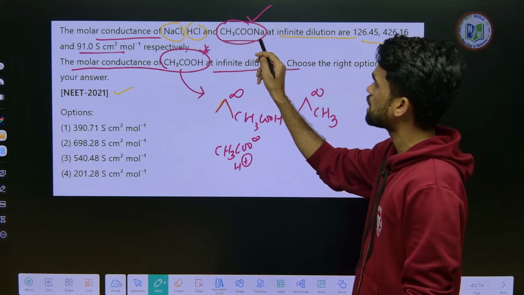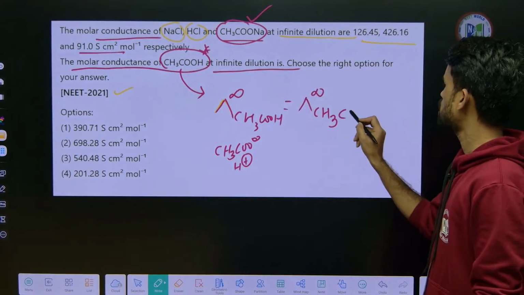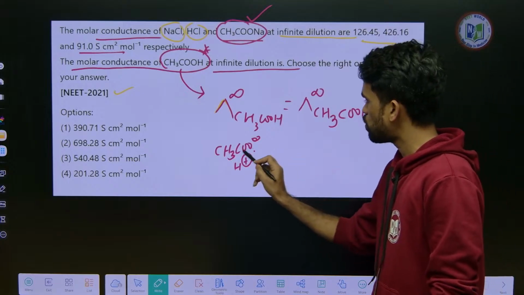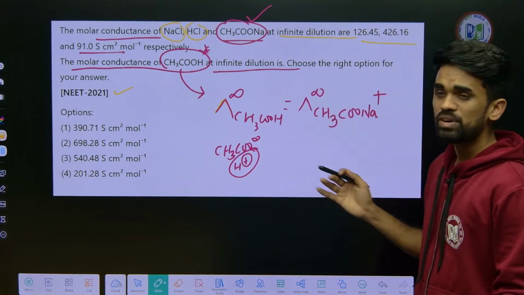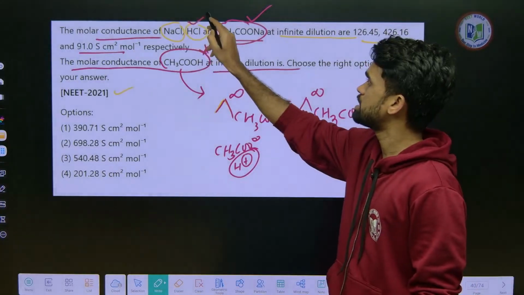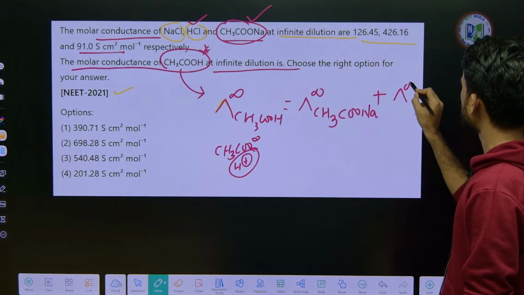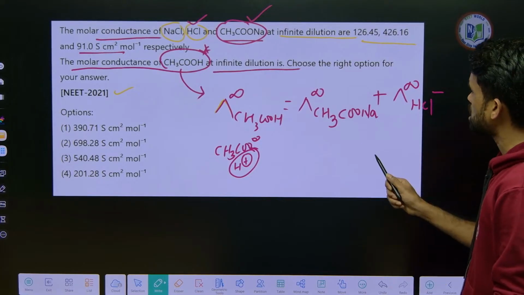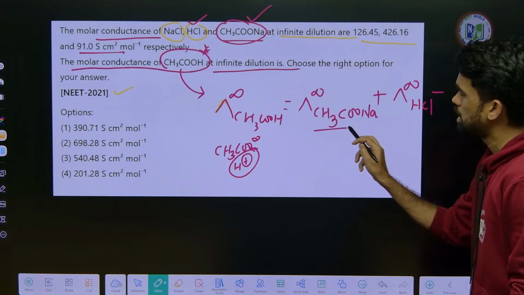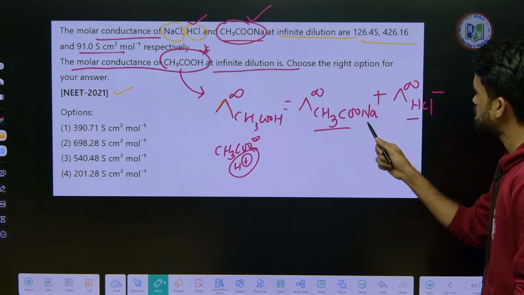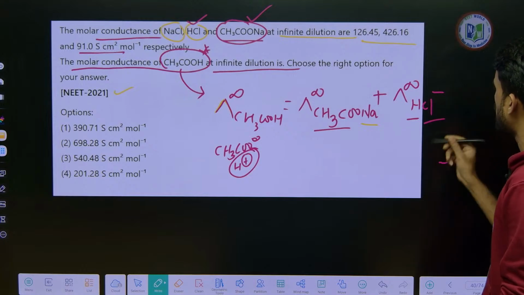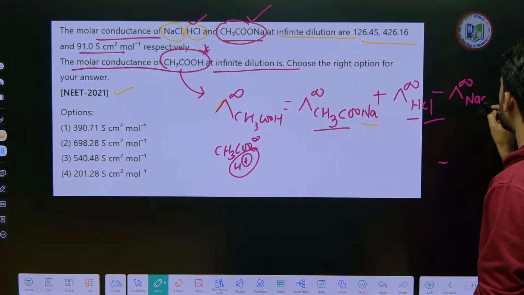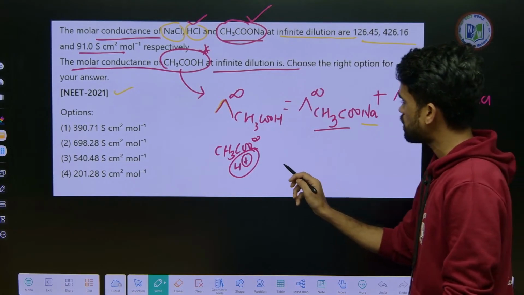Yes, this is a strong electrolyte. Just take that as it is, sodium acetate. After this add plus, and you need to add the H plus ion contribution. They haven't given H plus ion directly, but they gave HCl, that is a strong electrolyte, no? So take here del infinite of HCl minus, what are the extra parts you have? You only wanted acetate ion and H plus ion, but there are some extra ions like sodium ion and chloride ion. Remove them as minus del infinite of NaCl like this. Okay, that's it. So what will be your answer here?